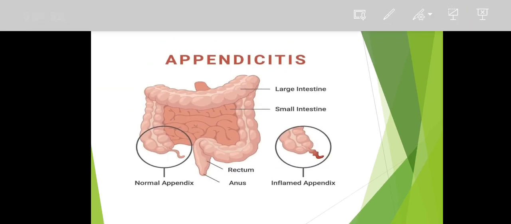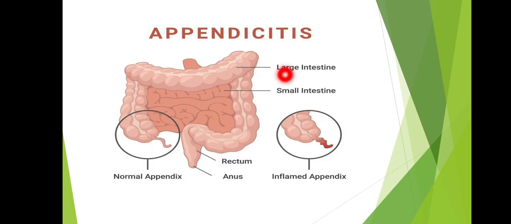So now let's review the appendix. We have the large intestine, then the small intestine, then a normal appendix which looks like this. Then we have the rectum and the anus here. The appendix's major role in the body is not well known, but some literature, as I mentioned, says that it plays a critical role in immunity. How does it do that? In case of diarrhea, or in case someone gets broad spectrum antibiotics, those broad spectrum antibiotics are going to destroy even the important bacteria.